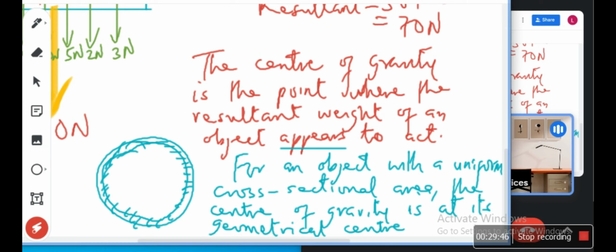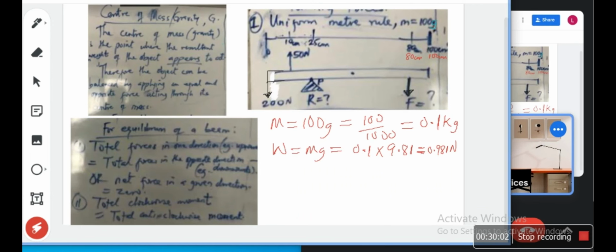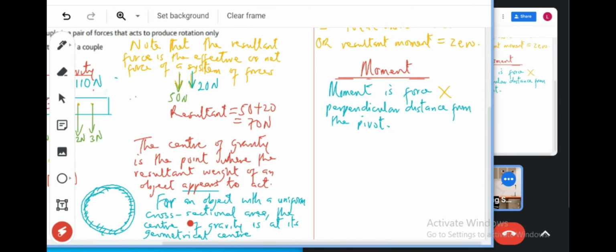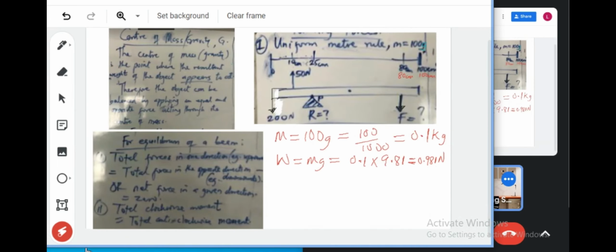What I mean is, if you have a ruler with a uniform cross-sectional area, not thicker at one point and thinner at another, uniform from one end to the other, the center of gravity will be at its geometrical center. So look at this object now, and at the equation we are solving. For an object with a uniform cross-sectional area, the center of gravity is at its geometrical center. Anytime an object is uniform from beginning to end, the center of gravity must be at its geometrical center.